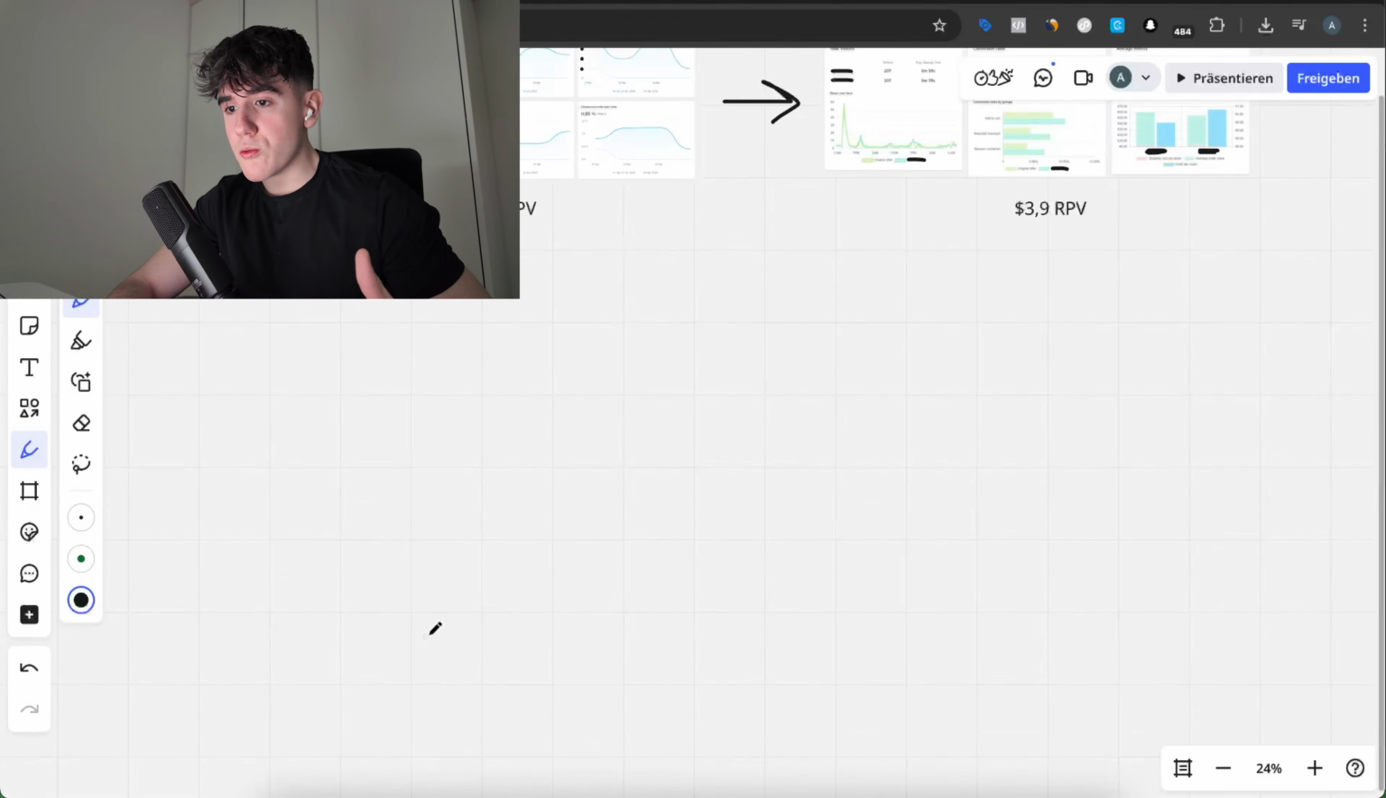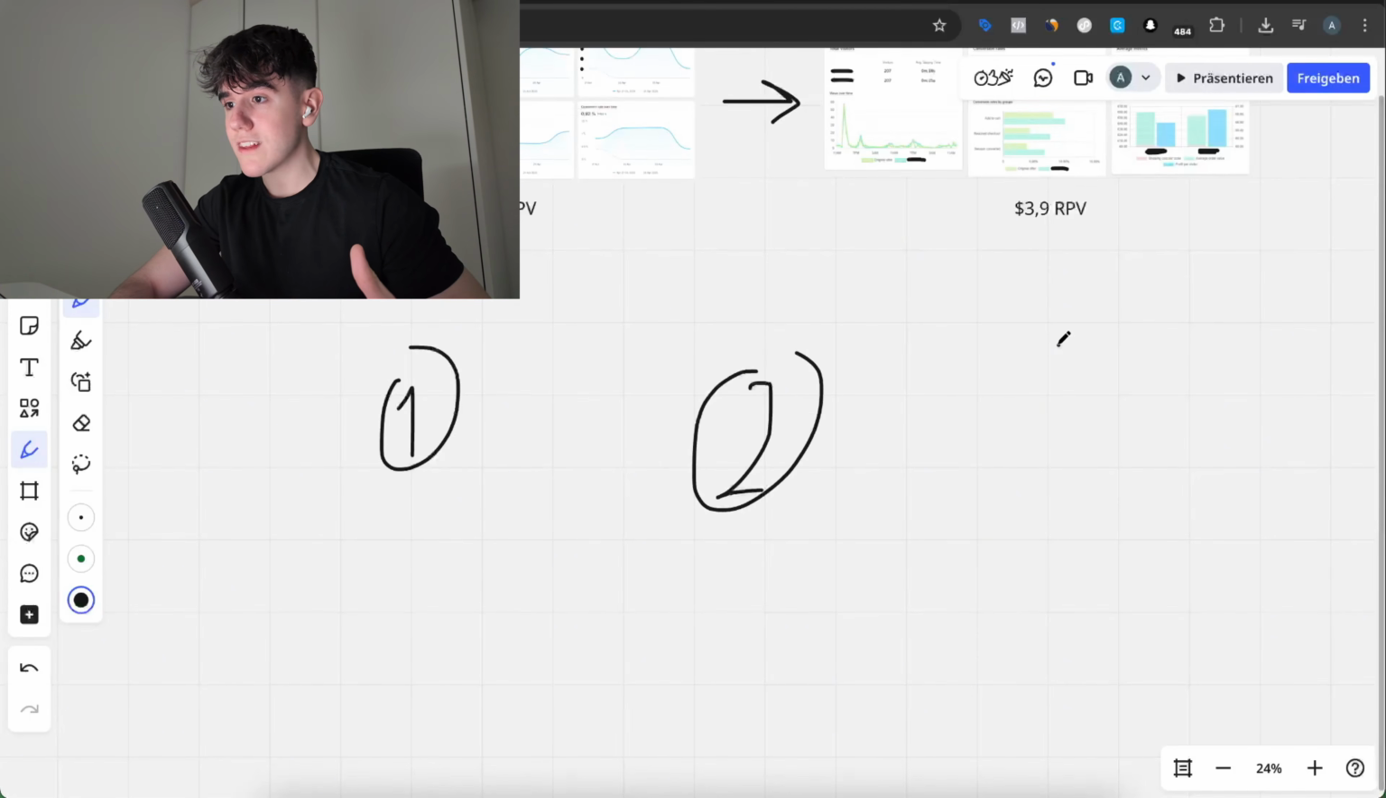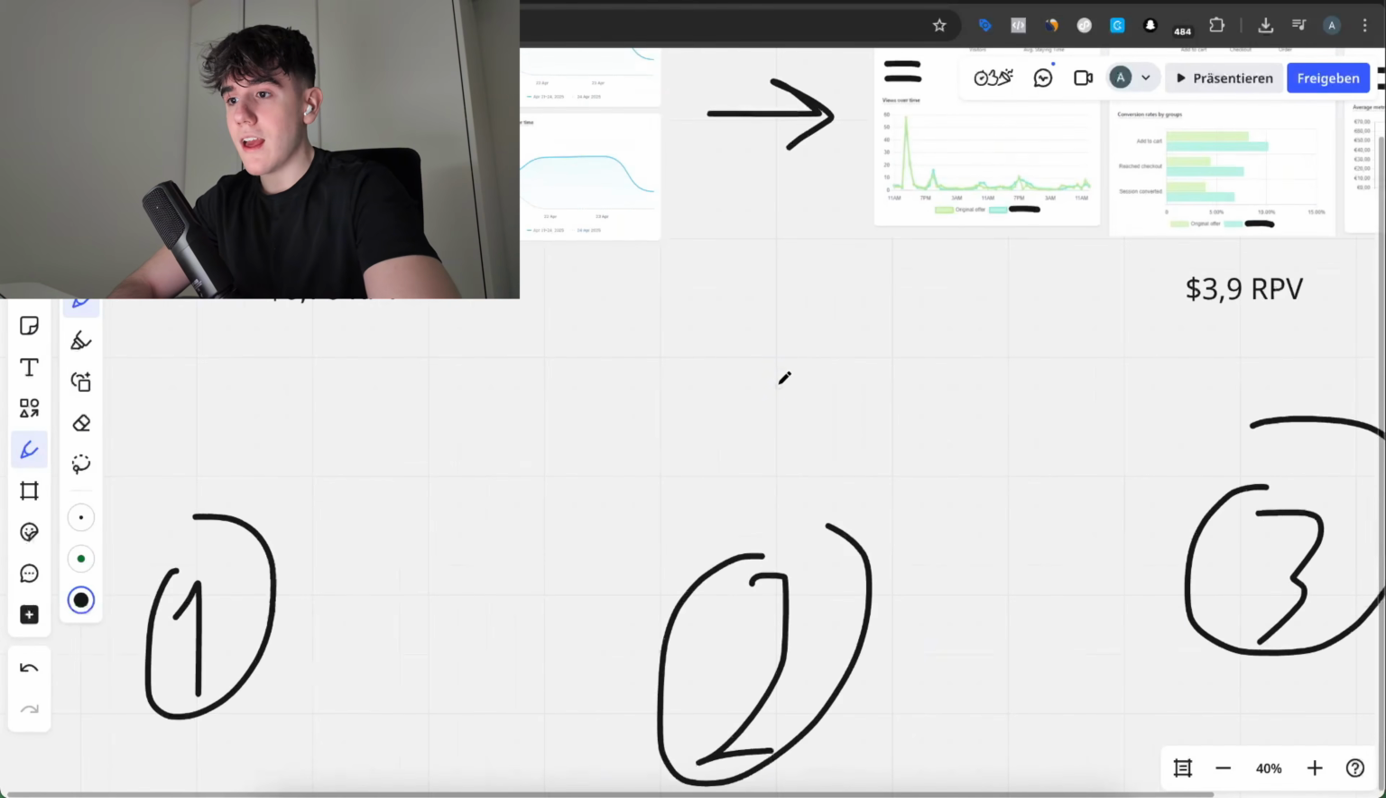So his store went from making 76 cents a visitor to now making almost $4 a visitor. Now it's a very simple 3-step process that I'm going to be going over, and it's super important to keep in mind that all these 3 steps root from one core thing. They all root from something which is called A/B testing.